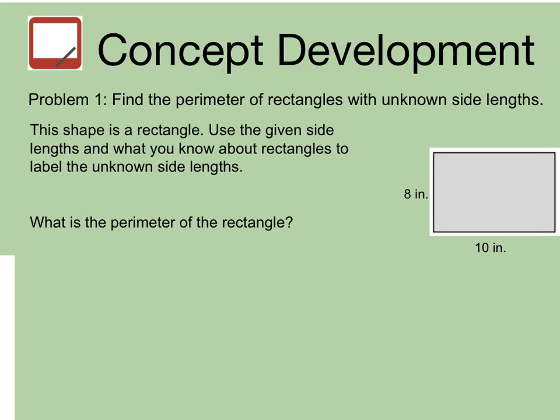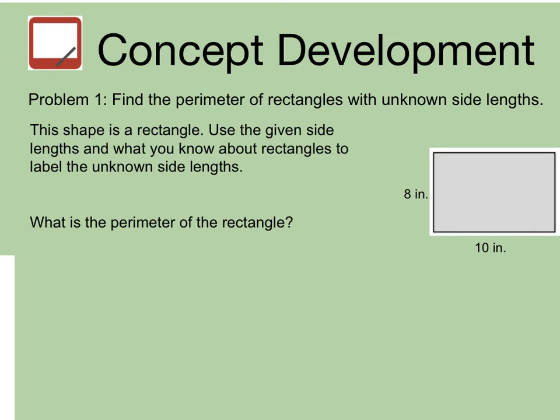Hey boys and girls, so here we have problem number 1. We need to find the perimeter of these rectangles with unknown side lengths. This shape is a rectangle. Use the given side lengths and what you know about rectangles to label the unknown side lengths. What is the perimeter of the rectangle?